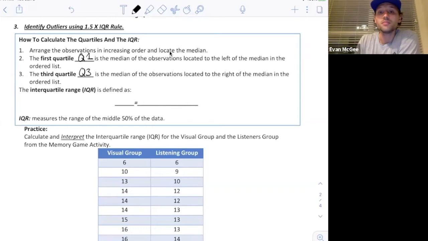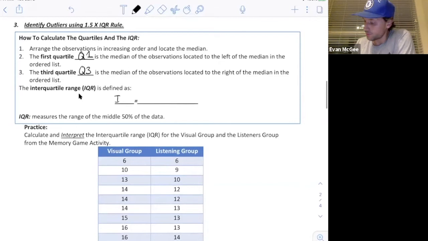Then you have to find the median. Then you can find the median of the first half, and then you can find the median of the second half. And the distance from Q1 to Q3 is what we call the interquartile range, or the IQR. So the IQR is a distance or a measure of spread, which is just Q3 minus Q1. So it's actually a range, and this is the middle 50% of a data set.